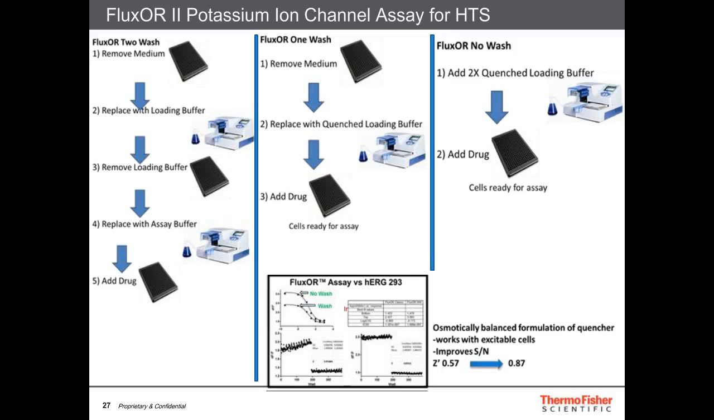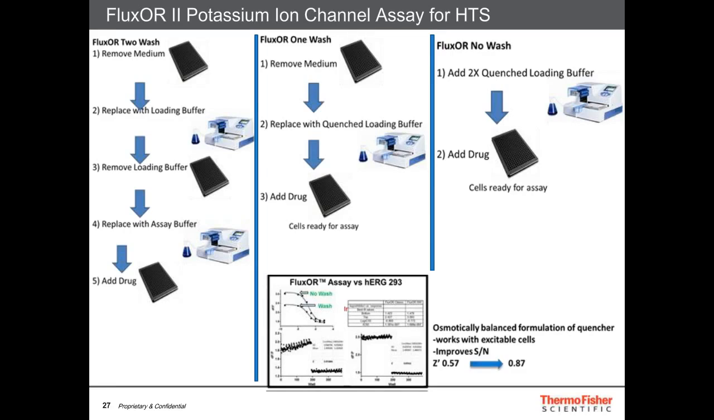This slide shows that the new Fluxor 2 assay is very, very flexible and can be configured in one of three ways. Either the traditional two-wash assay, where the dye is added and removed, and then you can replace with assay buffer and have conditions very controlled.